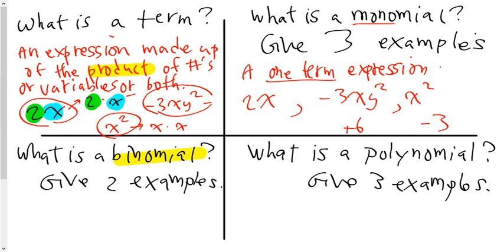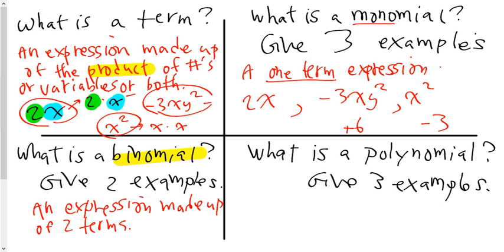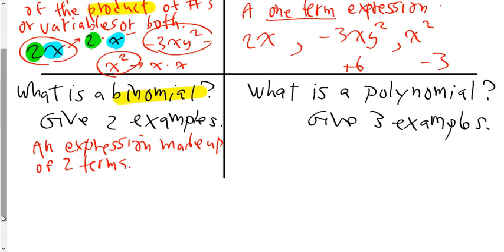Now we really see the difference when we look at this next one, which is called a binomial. A binomial, bicycle, right? A bicycle is a form of transportation with two wheels. So when we think about a binomial, it is a mathematical expression made up of two terms. If we go back to our terms, let's use that 2x again. So 2x, as one term, we're going to connect it, connected by addition signs or subtraction signs.